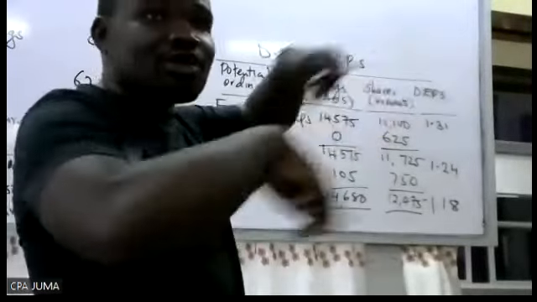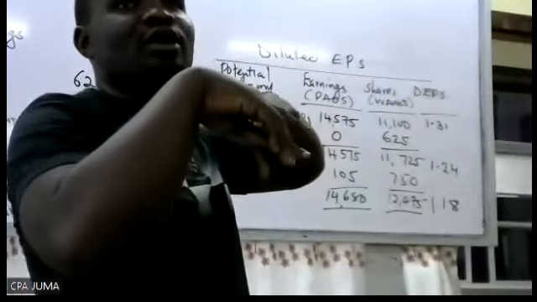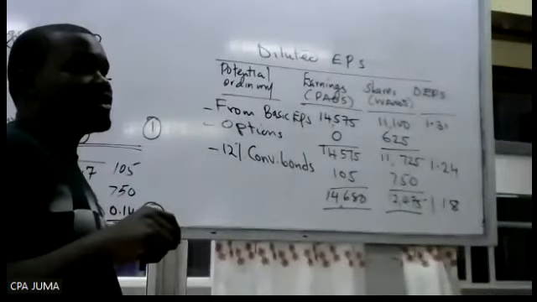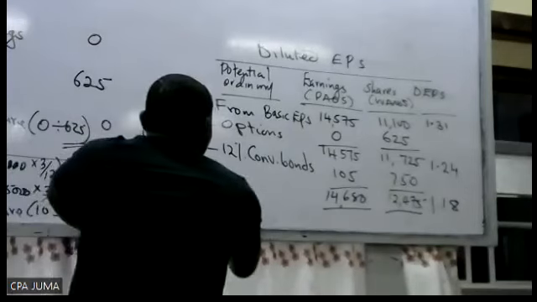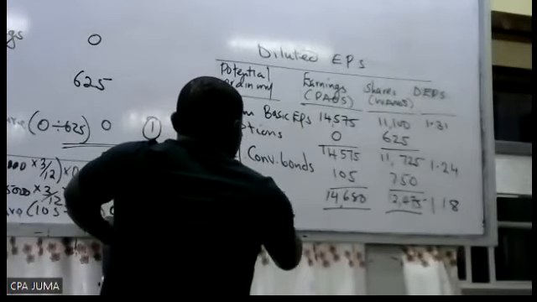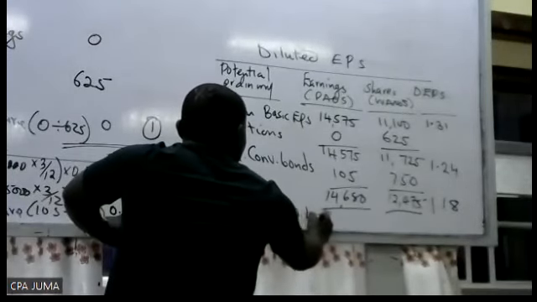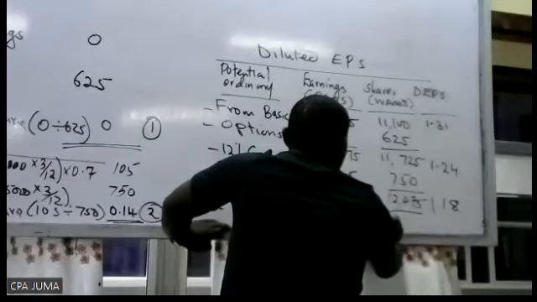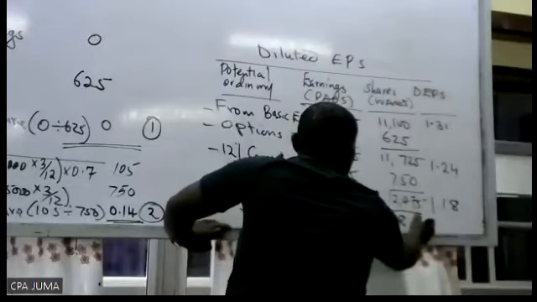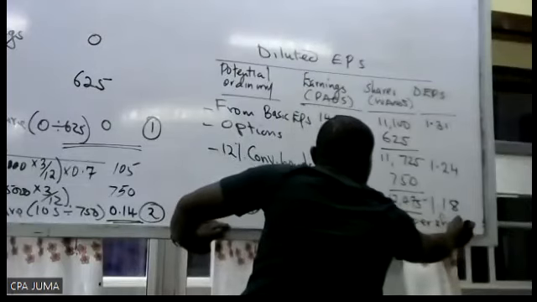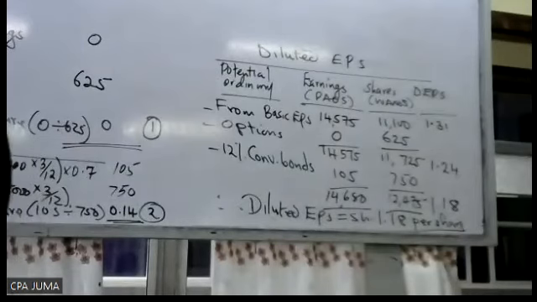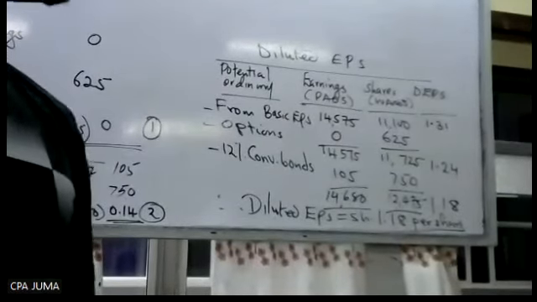Sometimes the least is somewhere in the middle. So diluted EPS should be the least. Therefore, the worst of the worst diluted EPS will be shillings 1.18 per what? Per share. That's the least it will ever go, assuming profit remains constant.